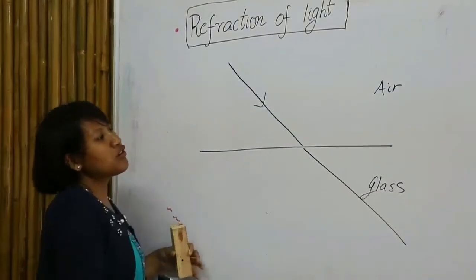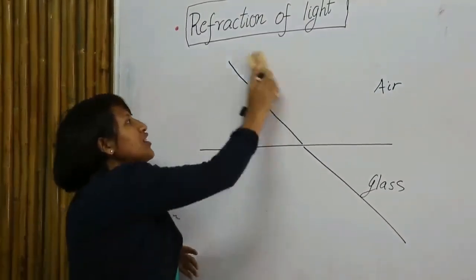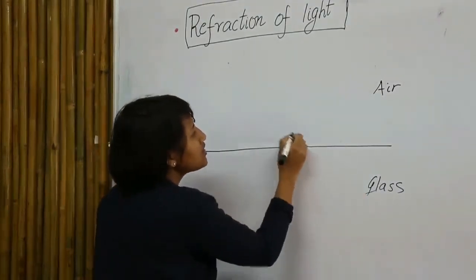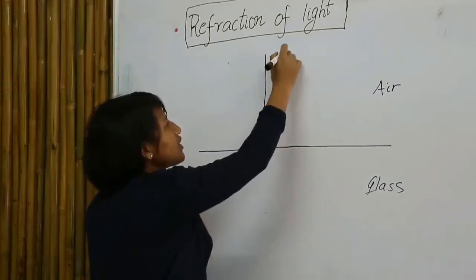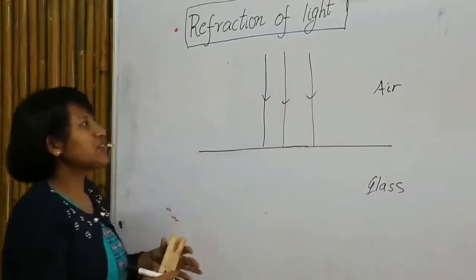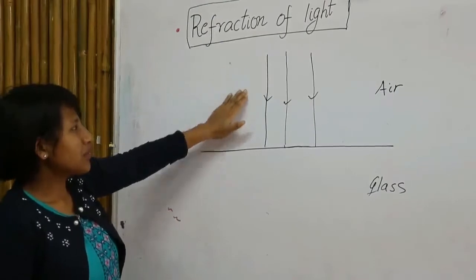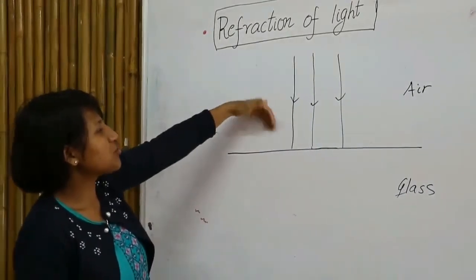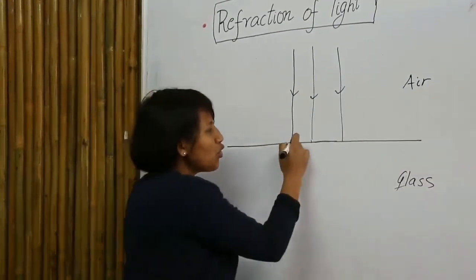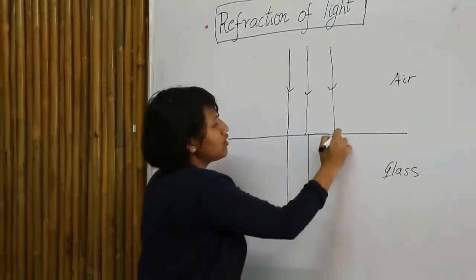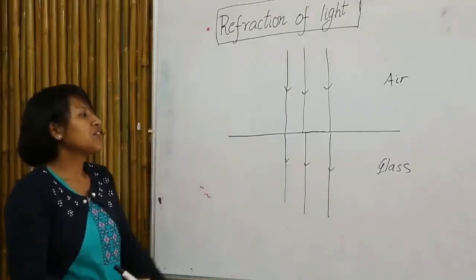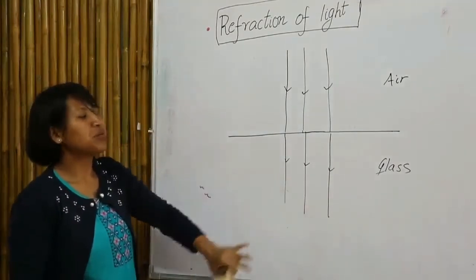With regards to that, first we will consider the case where light travels perpendicular to the surface of separation. Now when light travels normally, in the direction which is normal to the surface of separation, no change in direction will take place. No change in the direction of this ray of light will take place.